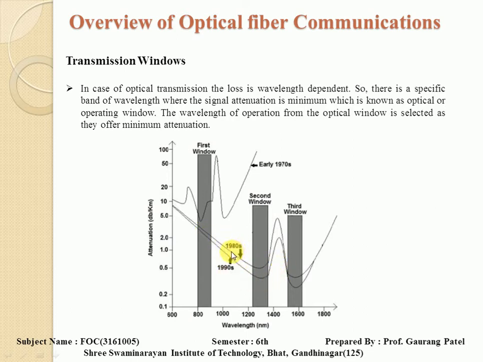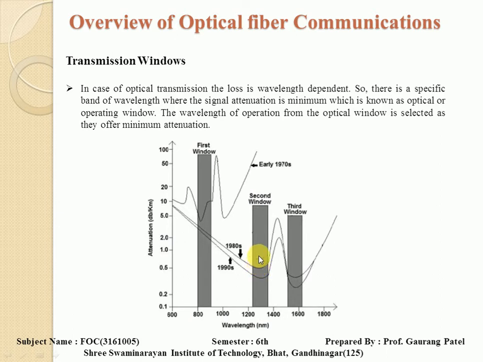one band was identified which was around 1100 nanometer to 1600 nanometer. In this range, the signal attenuation is minimum. The second window is centered around the wavelength of 1310 nanometer, and in this window the attenuation is around 0.5 dB per kilometer. And one important thing to note down, at this wavelength the dispersion is also zero.